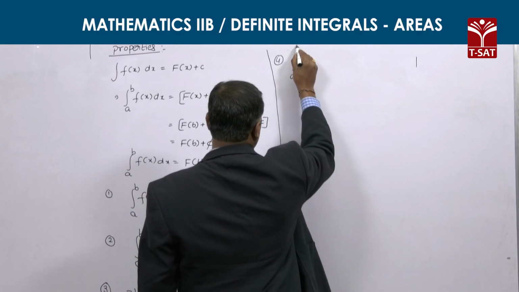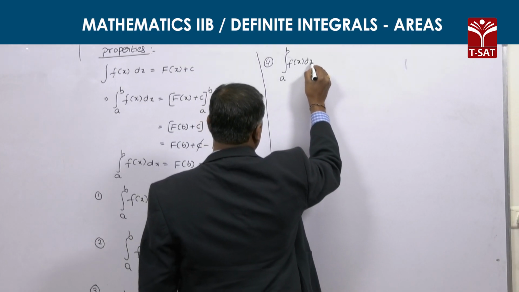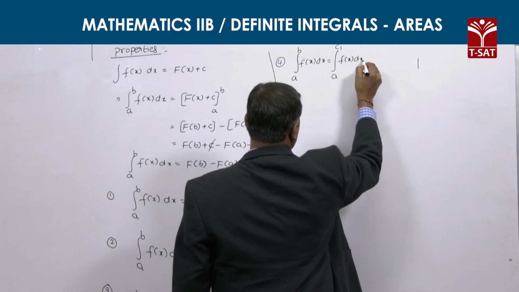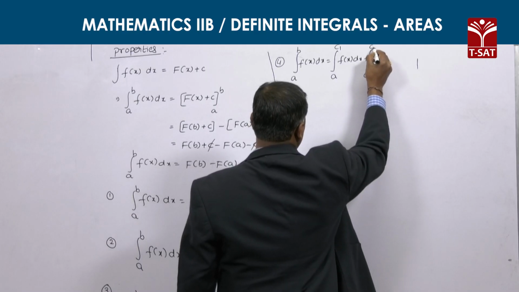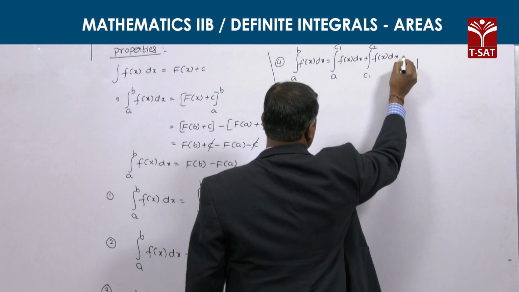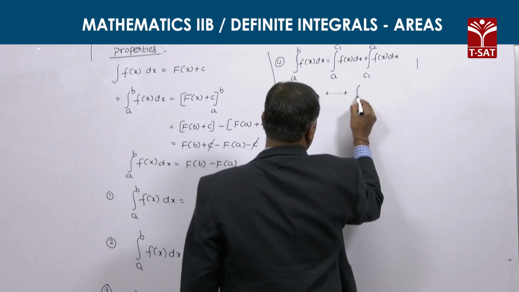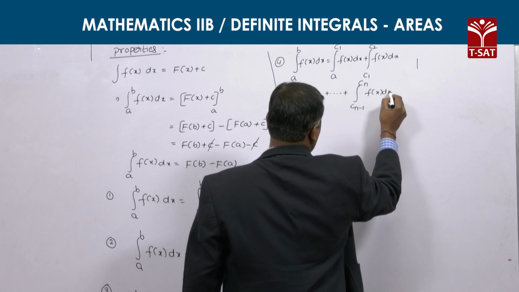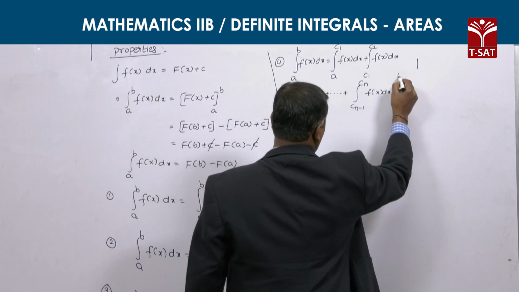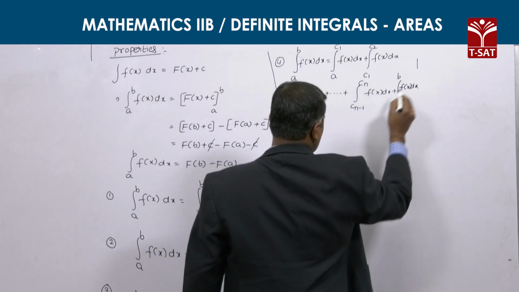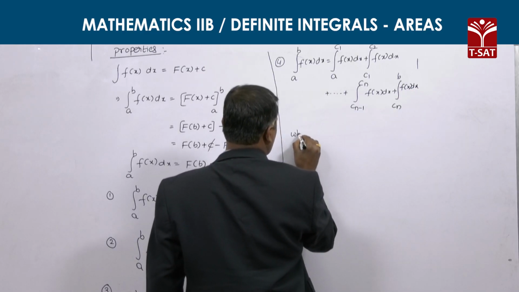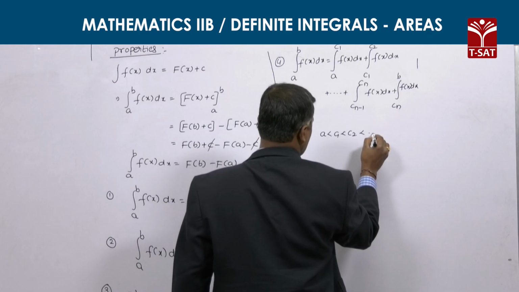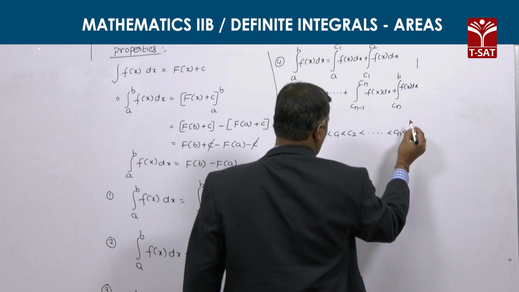Integral of a to b f of x dx is equal to integral of a to c1 f of x dx plus integral c1 to c2 f of x dx plus, and so on, plus integral of cn minus 1 to cn f of x dx plus integral of cn to b f of x dx, where a is less than c1, c1 is less than c2, c2 is less than, and so on, is less than cn is less than b.